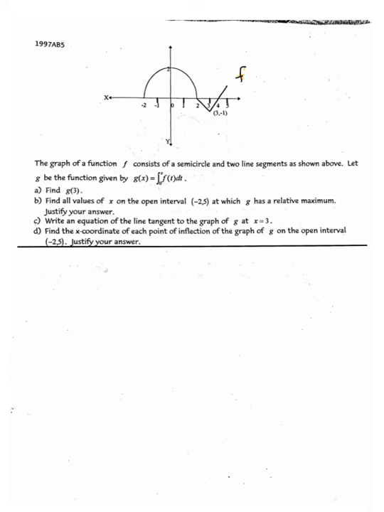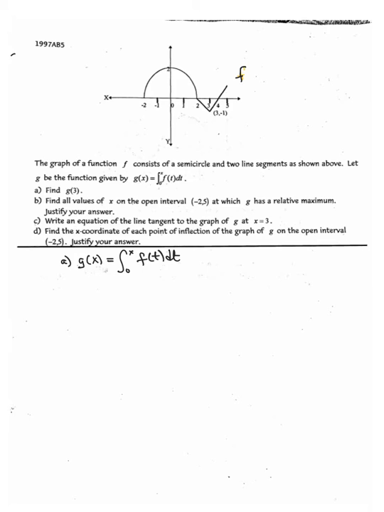Let G be the function given by g of x. Okay, so let's just write this out. G of x is the definite integral from 0 to x of little f of t dt. So if we pause a minute, this means that g of x is that function that accumulates area under this graph of little f. Okay, so let's take a look at the next question.